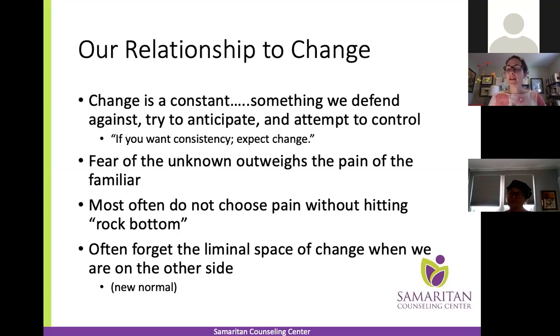Change is one of those things that we are constantly trying to defend against, we're trying to plan for, or we're trying to control. And yet it is something that is all around us all the time. I often say to clients, one of my favorite quotes, if you want consistency, then expect change.